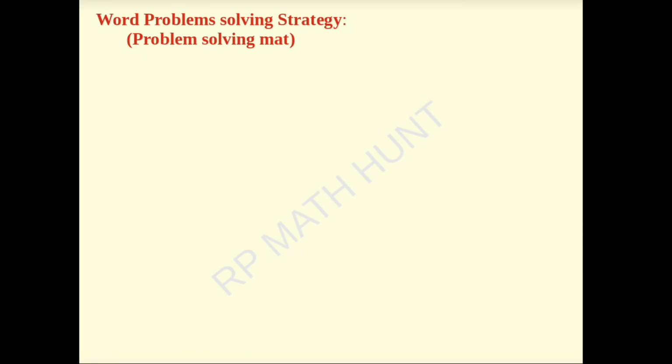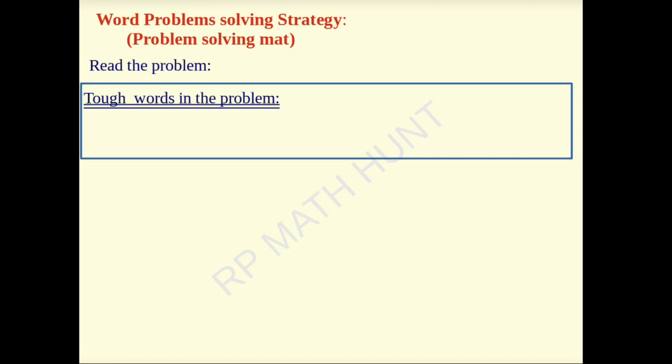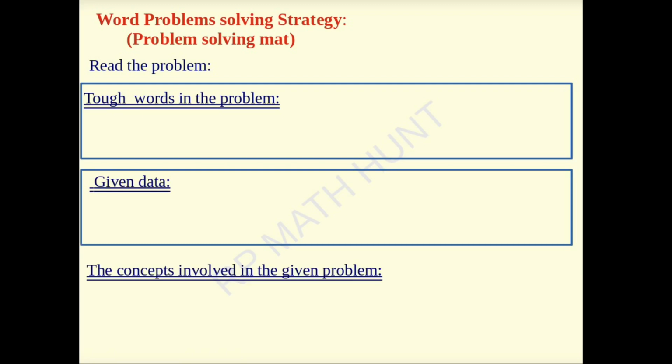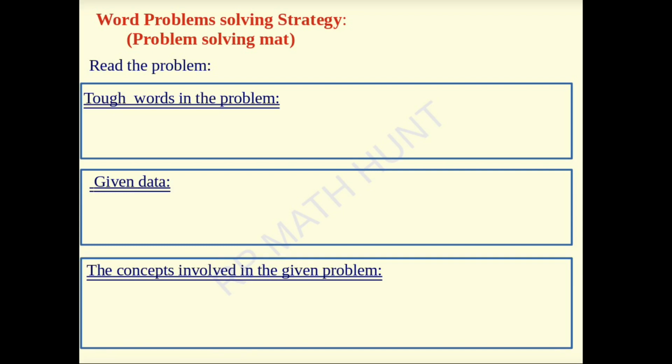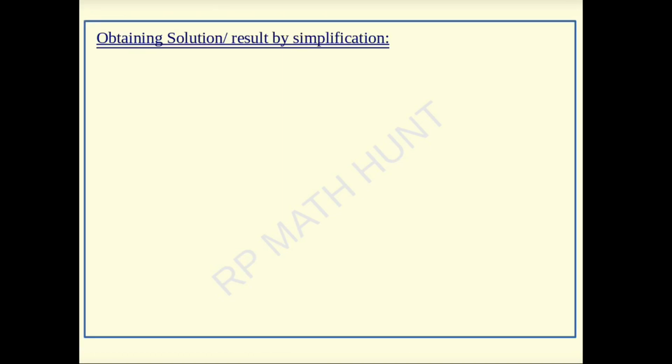Now, word problem solving strategy or problem solving in math. Read the problem carefully and thoroughly. Write tough words in the problem. Next one, given data. Write the data values in that box. And third one is the concepts involved in the given problem, in the third box. And next, fourth box: obtaining the solution of the problem by simplification methods, or the child obtains the solution by simplification.